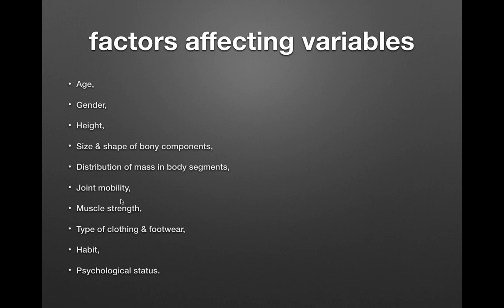Joint mobility. If you have mobility in your joints, especially in the lower limbs, like the hip joint, the variables differ. If mobility is reduced for any reason, if there is no flexibility or proper range of motion in the joint, then the gait is going to be affected. Same goes for muscle strength, the type of clothing and footwear. If you are wearing heels, all the variables get altered. Your walking habits and your psychological status also matter.